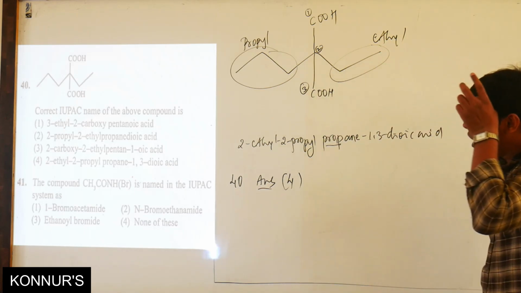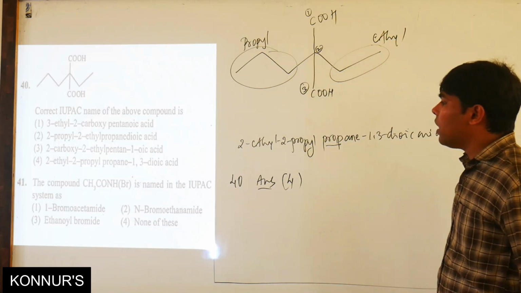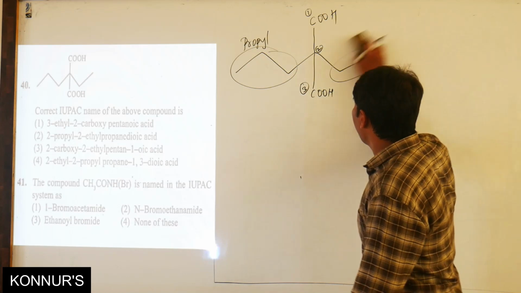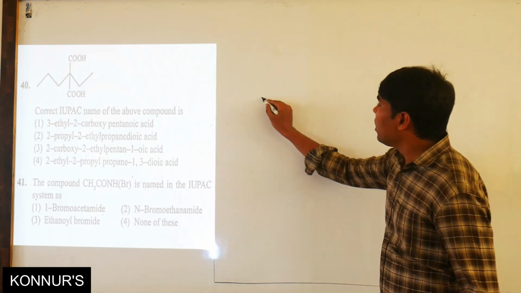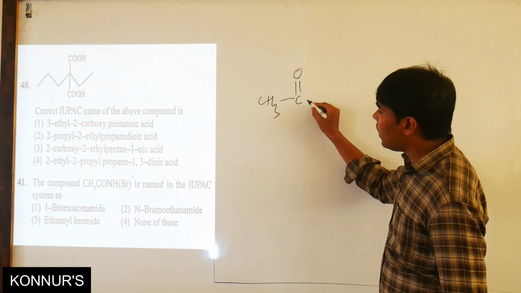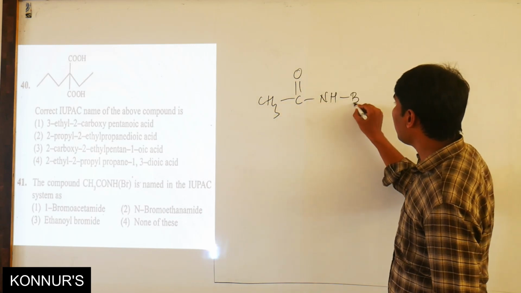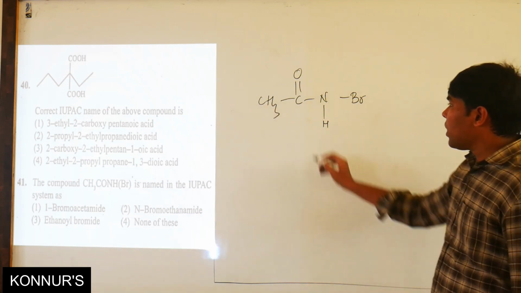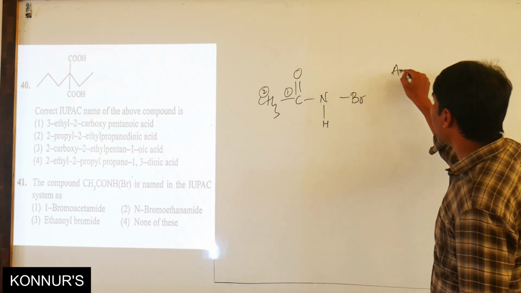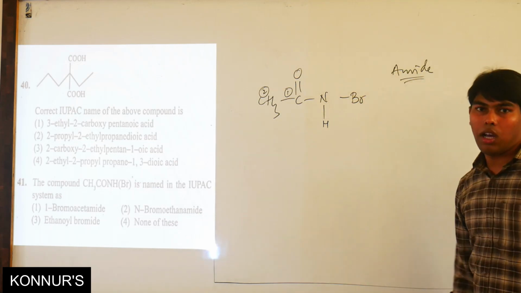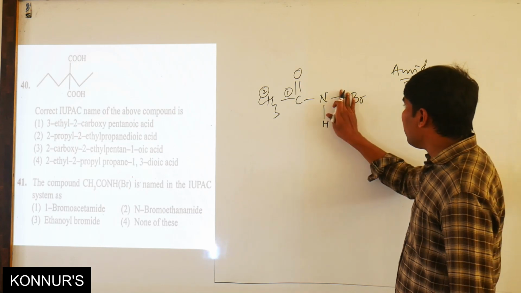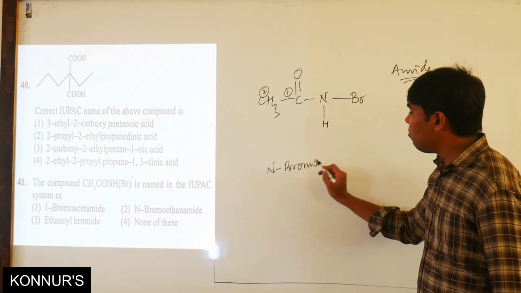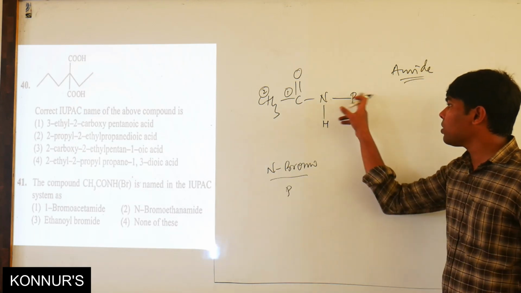The compound CH3CONHBr is named in the IUPAC name as... Okay, one compound is given here that contains CH3, C double bond O, NH, and there is a Br. Now choosing the longest chain, 1, 2. This is a class of compound amide. So amide, there is a bromine atom present on the nitrogen. So N-bromo becomes a prefix, and that is the substituent now.